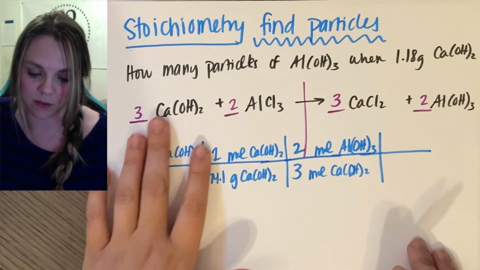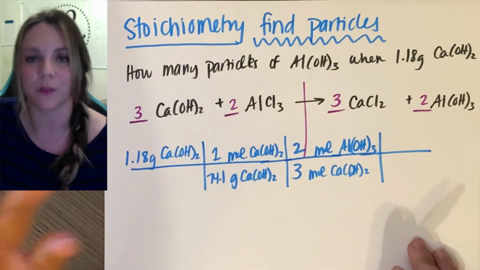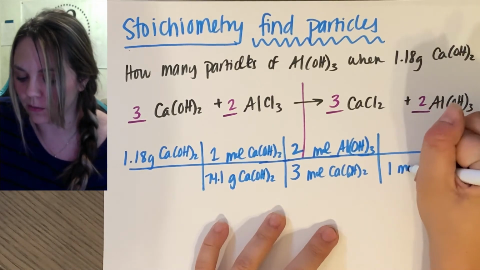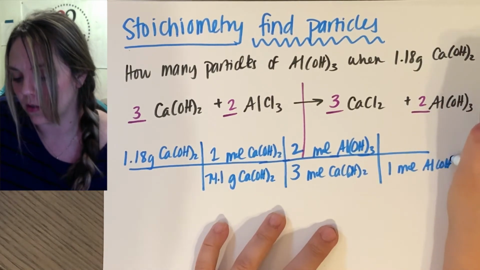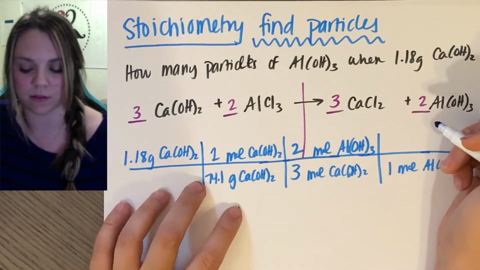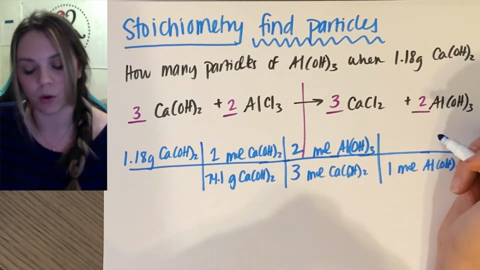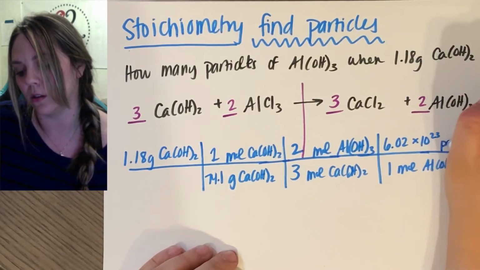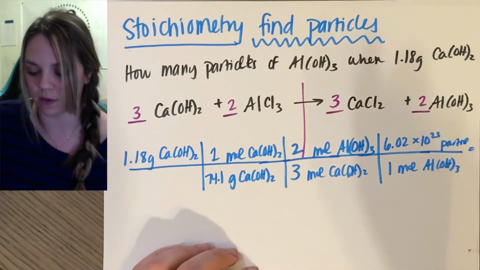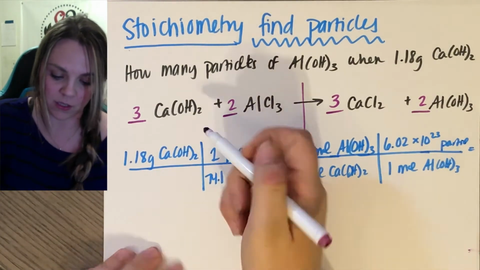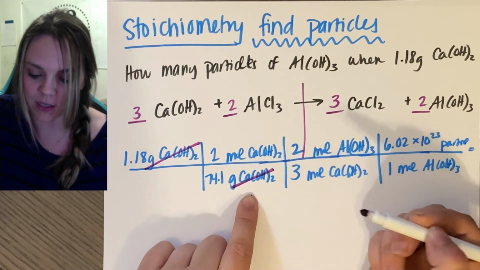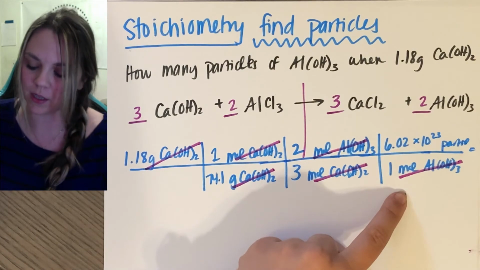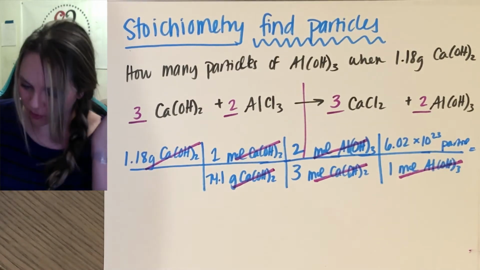The question wants particles. That's what this whole thing is about. So I don't want moles of aluminum hydroxide; I need to get out of moles and into particles. So I use Avogadro's number here: 1 mole of anything is 6.02 times 10 to the 23rd particles. Make sure all your units cancel nicely. Grams of calcium hydroxide cancel, moles of calcium hydroxide cancel, moles of aluminum hydroxide cancel. I'm left with particles of aluminum hydroxide.